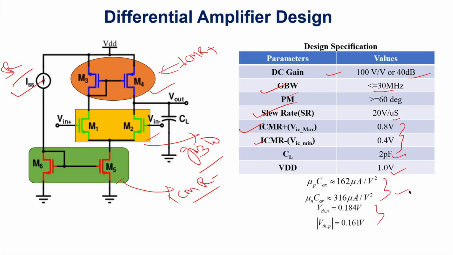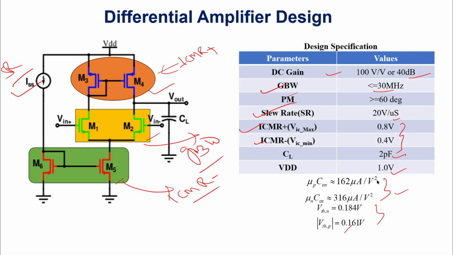I have made separate videos on how to calculate these, without which you cannot design the amplifier. So before designing the amplifier, we should know the values of mu_n Cox and mu_p Cox. These are process parameters. We also have to find Vth of NMOS and Vth of PMOS. I have given the link in the description. You can go through that video first and then proceed to design the differential amplifier using this video.